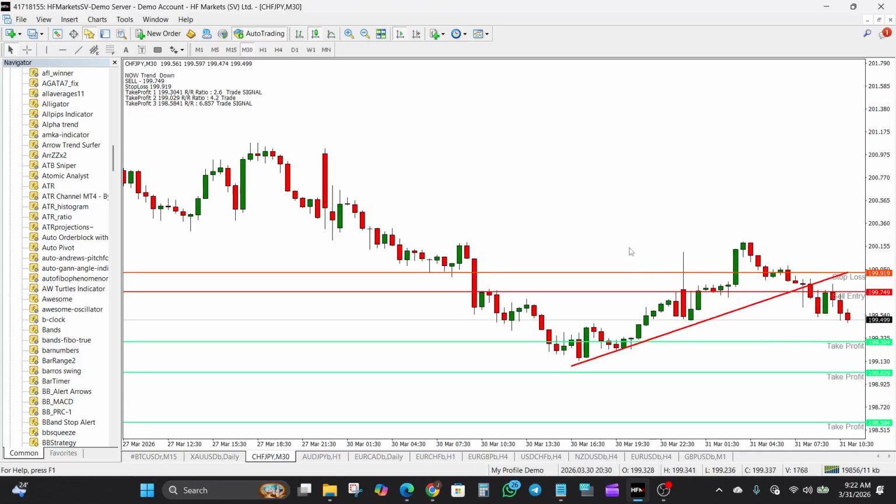And then you can also decide to add on other indicators for additional confirmation. Also, make sure you prioritize risk management, okay?